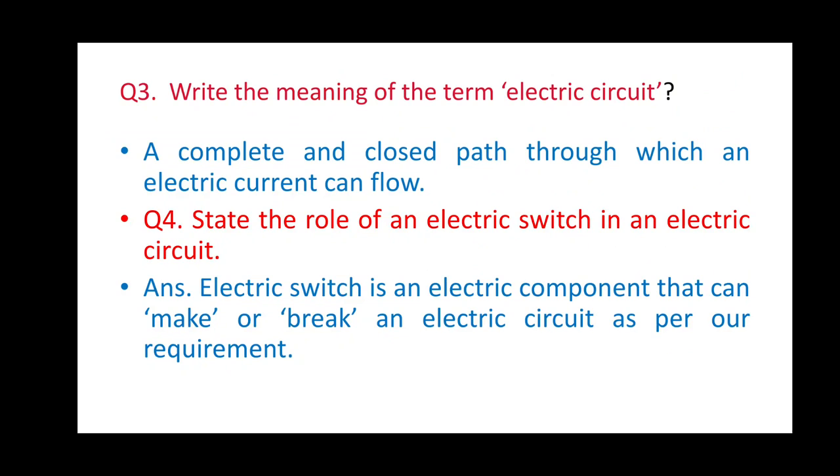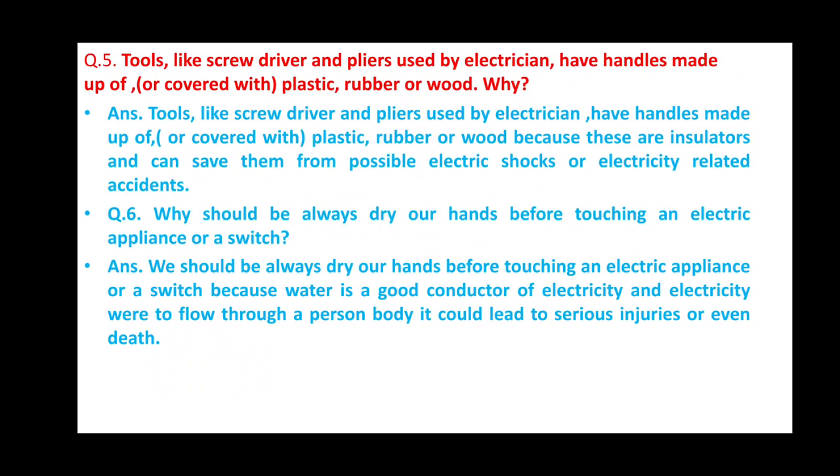Write the meaning of the term electric circuit. A complete and closed path through which an electric current can flow is called an electric circuit. State the role of an electric switch in an electric circuit. An electric switch is an electric component that can make or break an electric circuit as per our requirement.